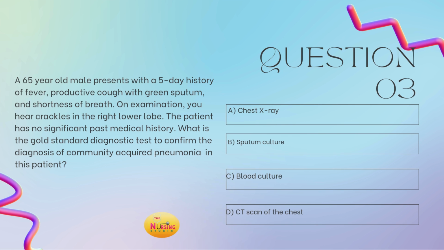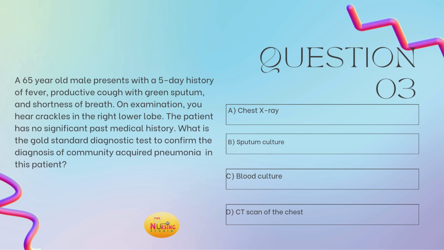All right, and lastly, question number 3. A 65-year-old male presents with a 5-day history of fever, productive cough with green sputum, and shortness of breath. On examination, you hear crackles in the right lower lobe. The patient has no significant past medical history. What is the gold standard diagnostic test to confirm the diagnosis of community-acquired pneumonia in this patient? Is it A, a chest x-ray, B, a sputum culture, C, blood cultures, or D, a CT scan of the chest? Take a moment and tell me what you got.